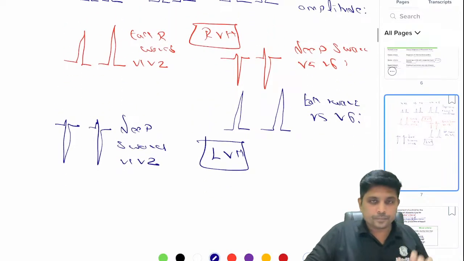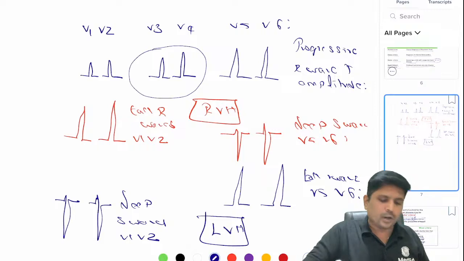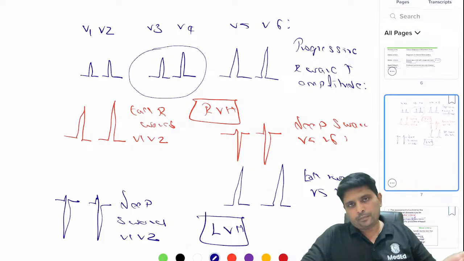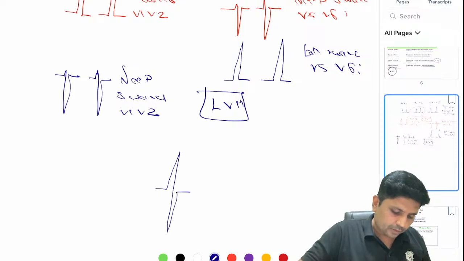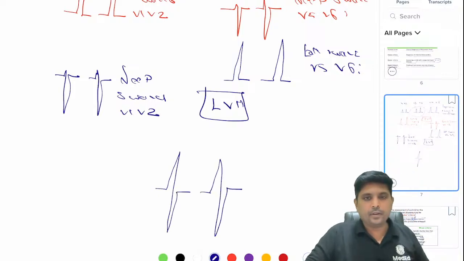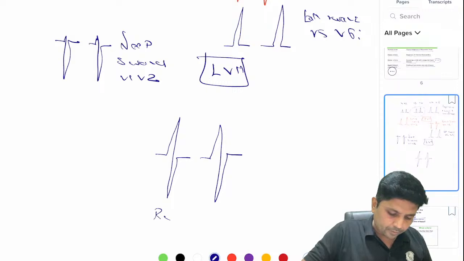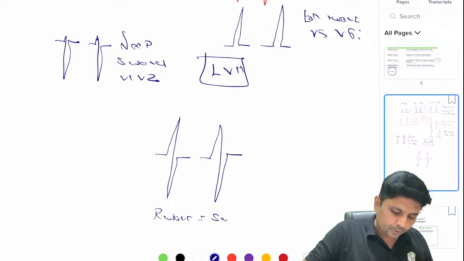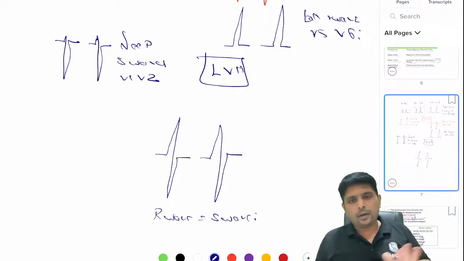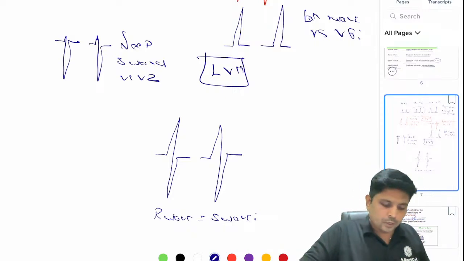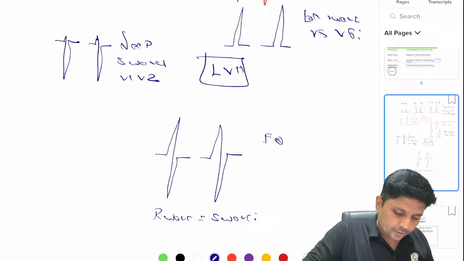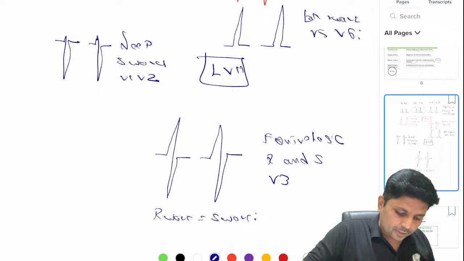Normally, in V3 and V4, the R wave is taller compared to the S wave. But if in V3 and V4 you have a wave like this, what does it mean? The R wave amplitude is equal to the S wave. So this is called equiphasic R and S in V3 and V4.